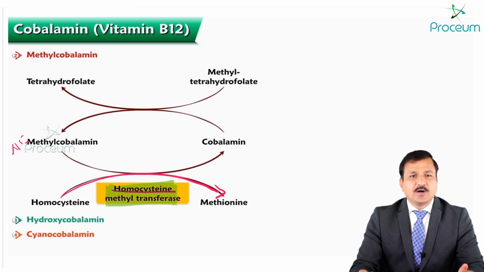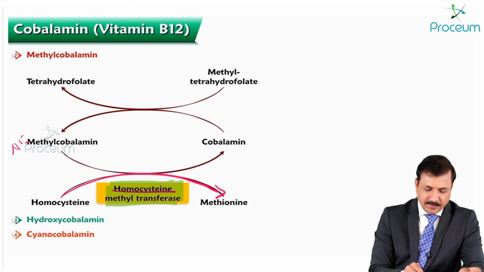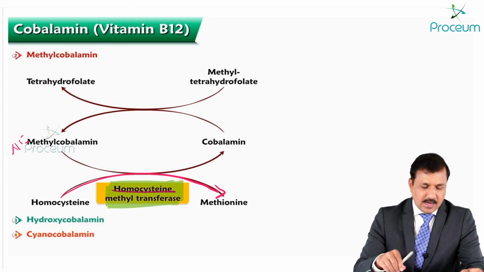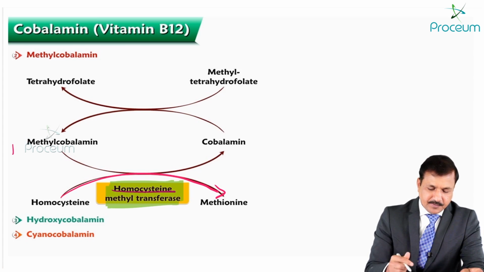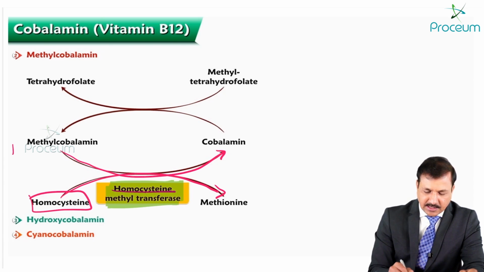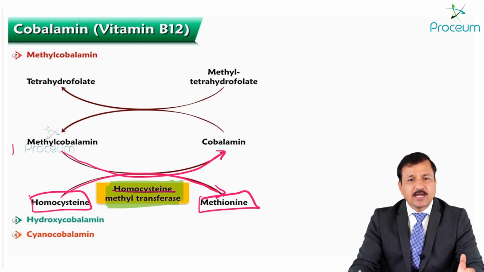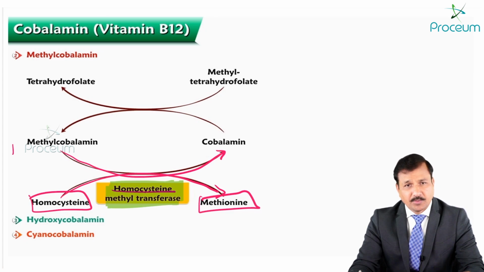Methylcobalamin is another form of vitamin B12 and it is required for the conversion of homocysteine into methionine, and this is done by the enzyme homocysteine methyltransferase. Here, methylcobalamin is converted into cobalamin after donating a methyl group, while homocysteine is converted into methionine. So, the conversion of homocysteine to methionine is a methylation process done by homocysteine methyltransferase, where methylcobalamin is converted to cobalamin. Now, what will happen to the cobalamin?